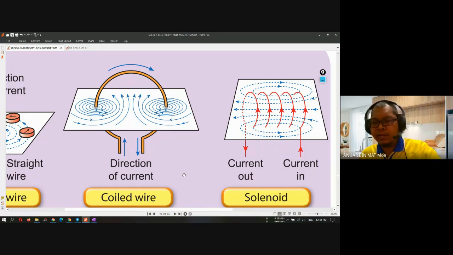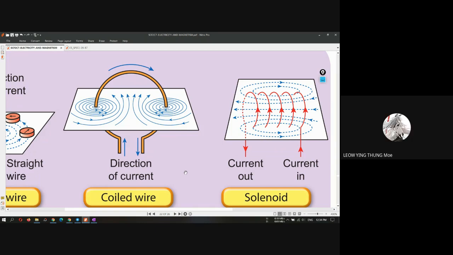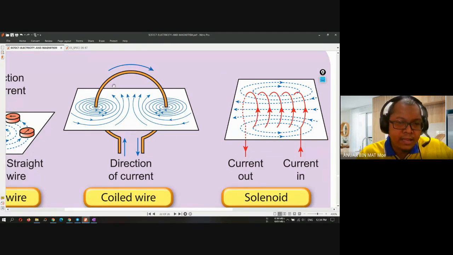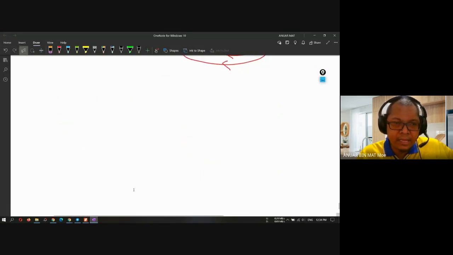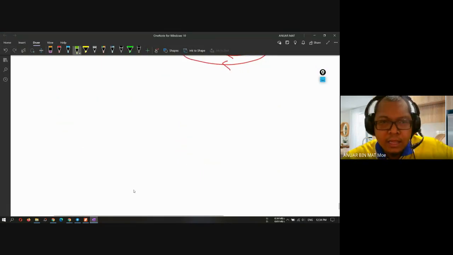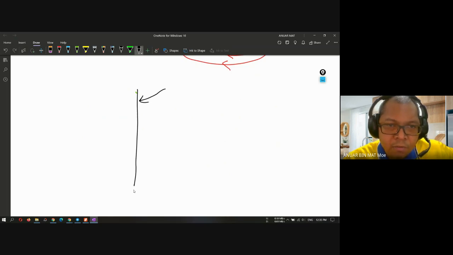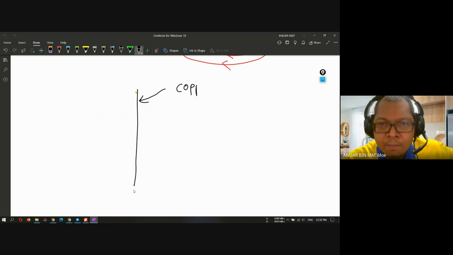Do you have any question? Do you understand how to draw magnetic field line in an electromagnet? Make sure you understand by using the right hand grip rule, for example, like this. I just draw you these are the electric cable, these are the copper wire. For example, I'm using the copper wire.